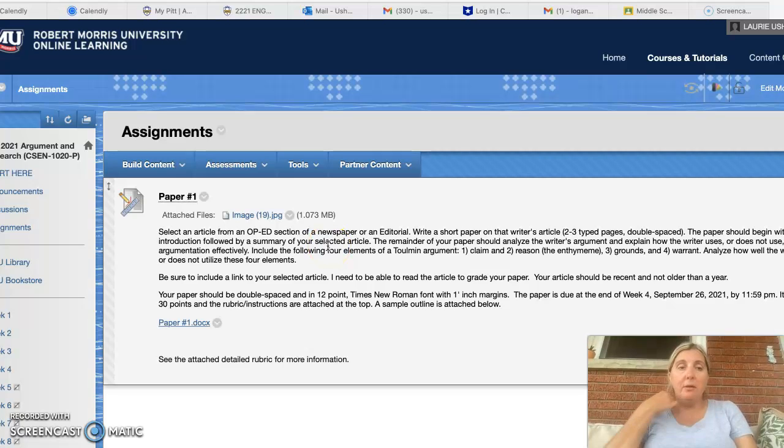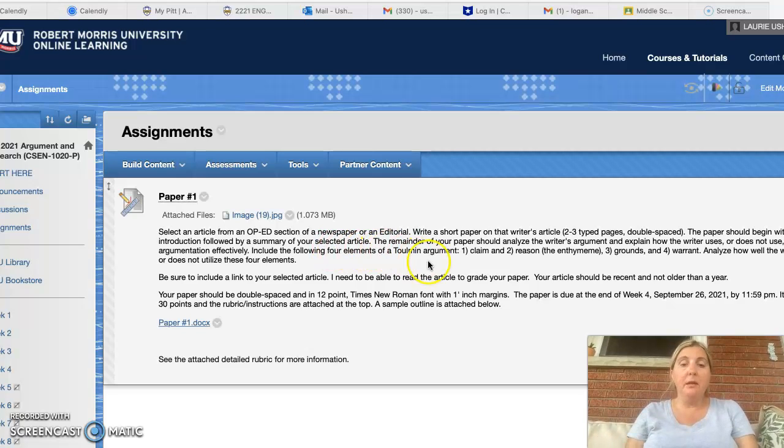I have attached a very brief PowerPoint that explains how to write a proper academic summary. After that, the remainder of the paper should be your analysis. And with your analysis, you are looking at how the writer uses or does not use the Toulmin method effectively. So you also need to supply a definition for the Toulmin terms, which is in the attached handout. So you want to explain to the audience what a claim is, what is the definition of a reason. You may use your textbook definitions for this.